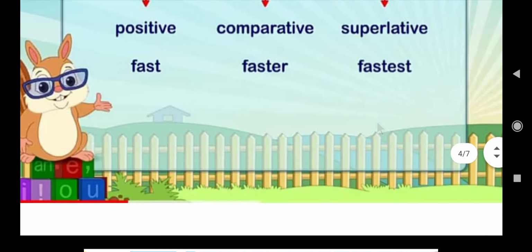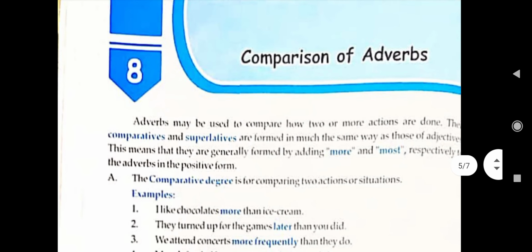So now move on to your book. Chapter 8, Comparison of Adverbs. Now, adverbs may be used to compare how two or more actions are done. So, basically, we use adverbs of comparison to compare two actions and two things, how they are happening. The comparatives and superlatives are formed in much the same way as those of adjectives. As I earlier told, adverbs have the same comparative and superlative degrees as an adjective.